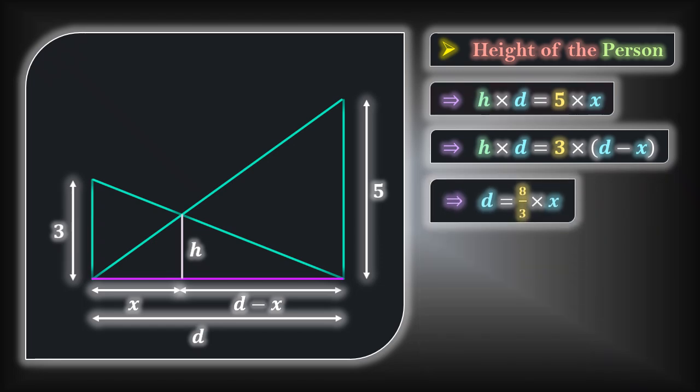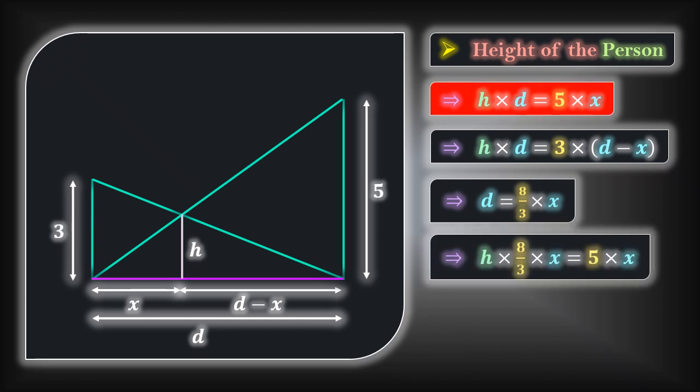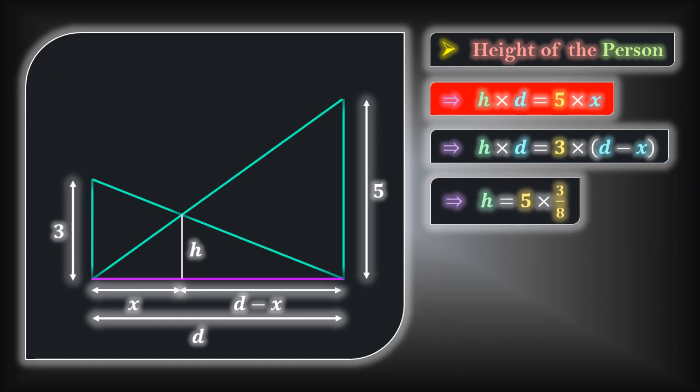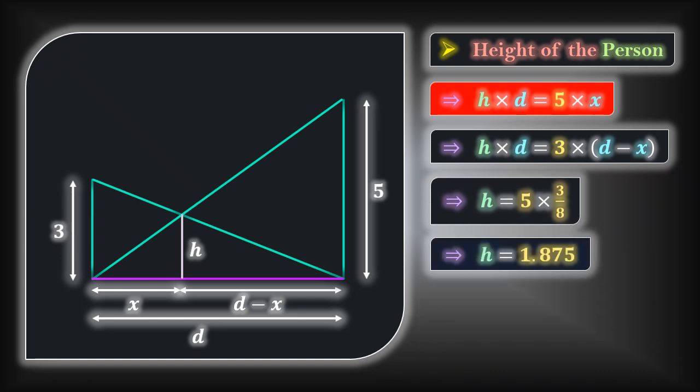Now, by substituting this result into the first equation, according to which h multiplied by d is equal to 5 multiplied by x, we obtain h multiplied by 8 divided by 3 multiplied by x is equal to 5 multiplied by x. Therefore, h is equal to 5 multiplied by 3 divided by 8. Thus, h is equal to 1.875 units. And this represents the height of the man standing between the two walls. This is what completes our exercise.